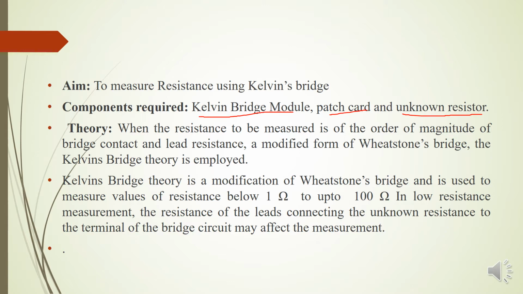Kelvin bridge theory is a modification of Wheatstone bridge and is used to measure resistance of below 1 ohm and up to 100 ohms. In low resistance measurement, the resistance of the leads connecting the unknown resistance to the terminal of the bridge may affect the measurement process.